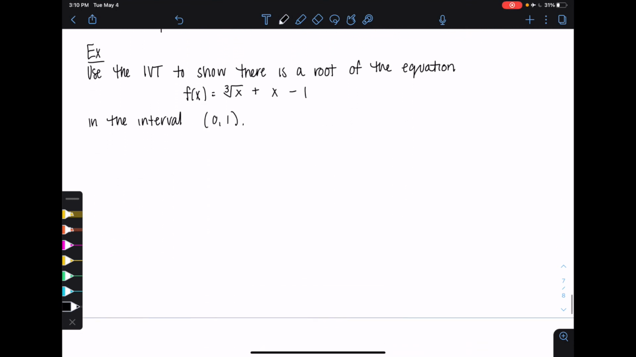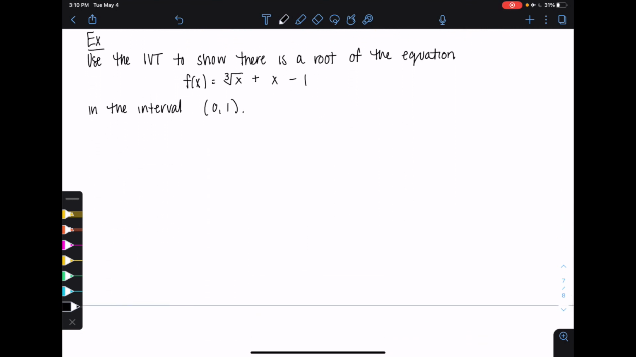So let's try this in an example. Let's use that intermediate value theorem to show there is a root of this equation in this interval. So I want to guarantee that this function is equal to 0 at some point. Solving that is way too difficult, but I can guarantee that somewhere in between 0 and 1, there is a solution to this equaling 0.